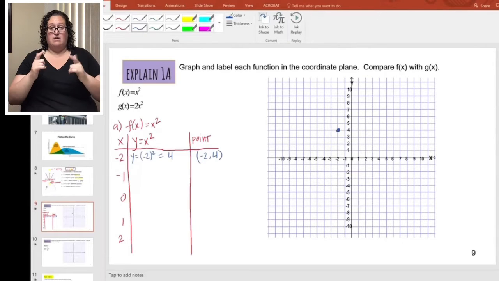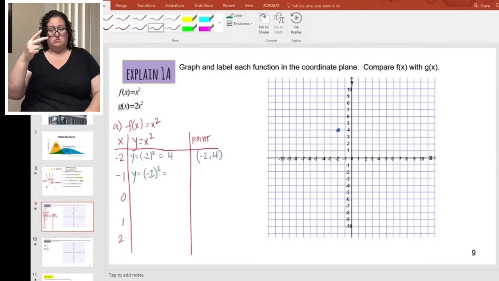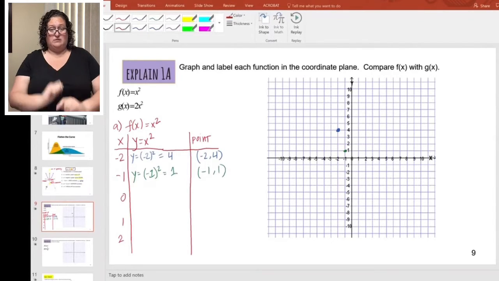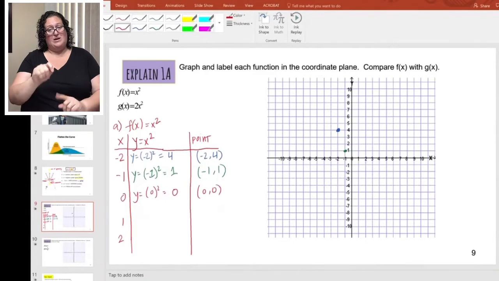Now let's find our second point. When x equals -1, y will equal -1 squared, and -1 squared is 1. So -1, 1 is my second point. Let's find our third point. When x equals 0, y will equal 0 squared. 0 squared is 0. So the third point is at 0, 0.